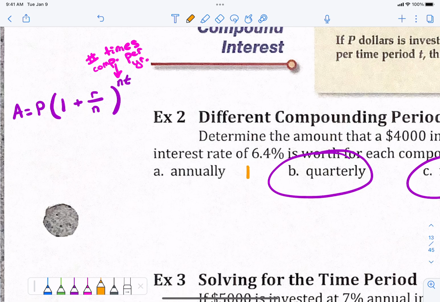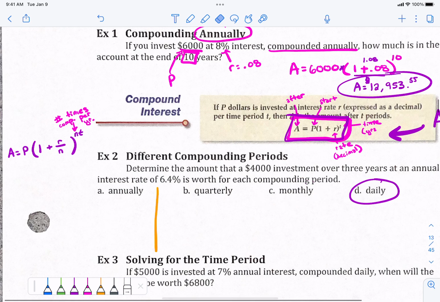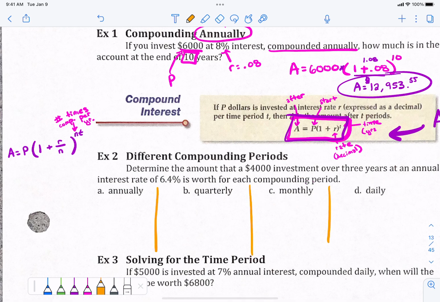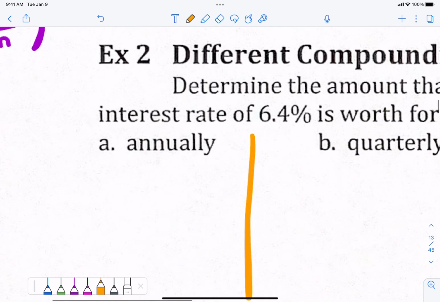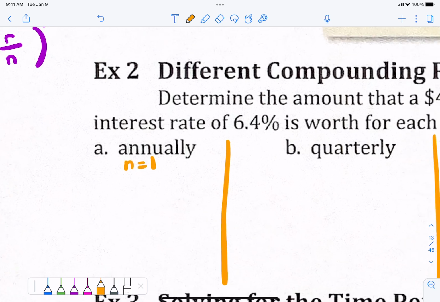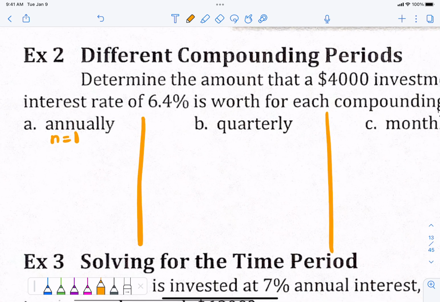All right, let's go ahead and calculate these. The n is always a whole number, right? n is always going to be a whole number. Yes. So annually, let's write down what our n's are. Annually, n is 1, or you could just use the other formula where you don't even have to worry about n. Quarterly, what would n be if you're compounding quarterly?